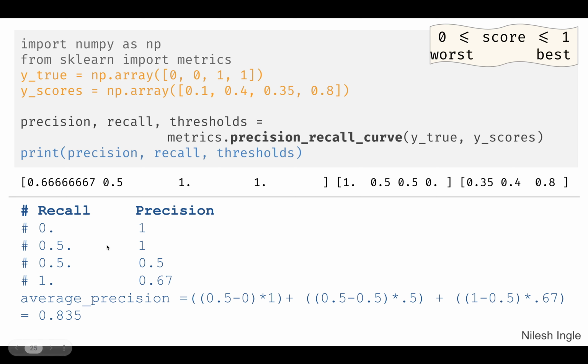And this is just a manual calculation of the same relation that we saw earlier. If this is the data set, and if we get the precision recall curve, we get these values out for precision, recall and thresholds. Now if we arrange the values for recall and precision as shown here, this would be the recall listed here, this is the precision listed here, and if we use the formula, 0.5 minus 0 multiplied by 1, plus 0.5 minus 0.5 multiplied by 0.5, and then 1 minus 0.5 multiplied by 0.67, and that again gives a value close to 0.83.